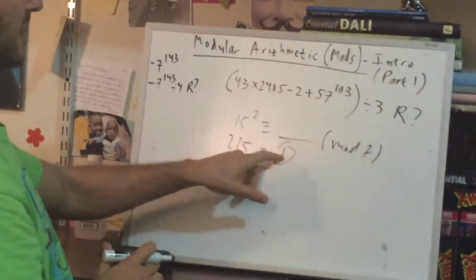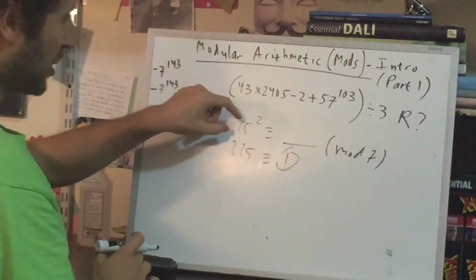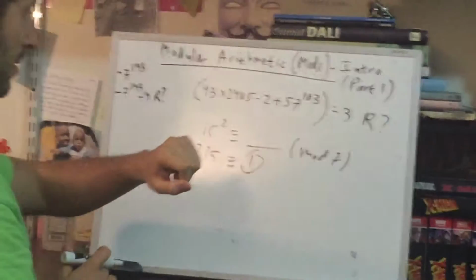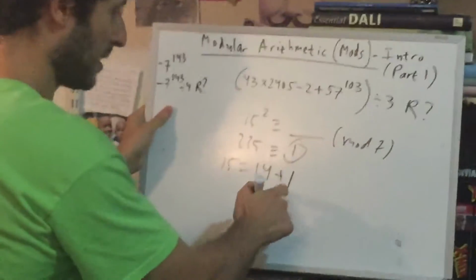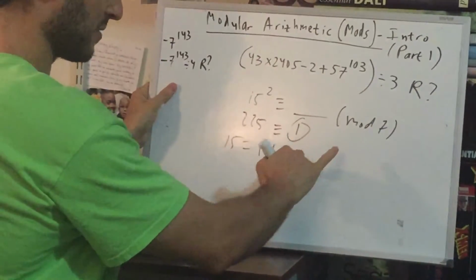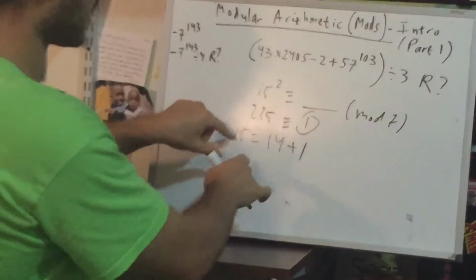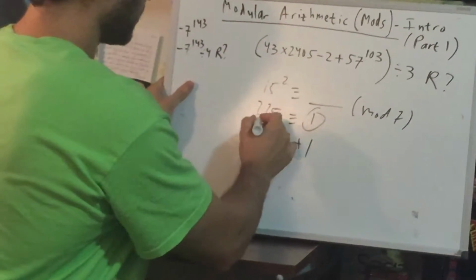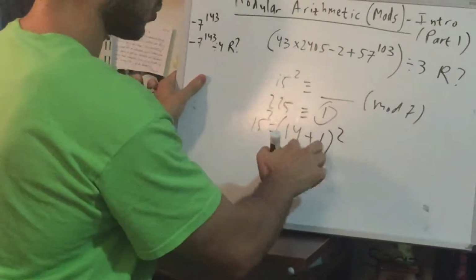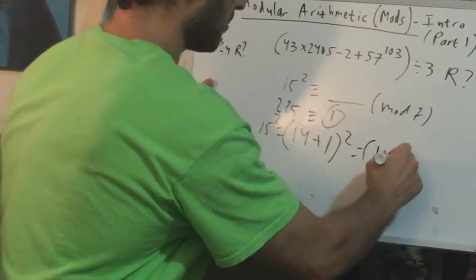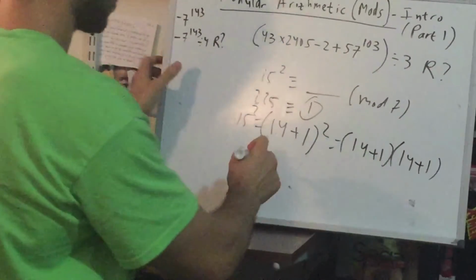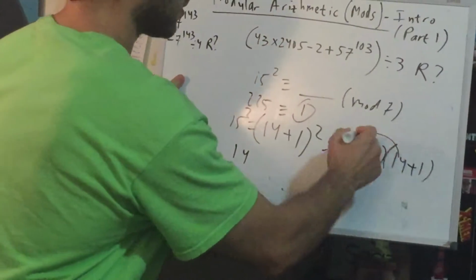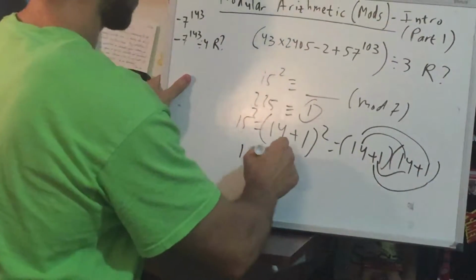So the question is, can we get this one in an easier way than actually squaring this and dividing by 7? So let's think about what 15 is. 15 is really 14 plus 1 because that's the remainder when you divide by 7. So rather than squaring 15, we're going to break it down this way. When we square this, we're squaring 14 plus 1, which is 14 plus 1 times 14 plus 1. And now we're going to expand this. So we go 1, 2, 3, 4.